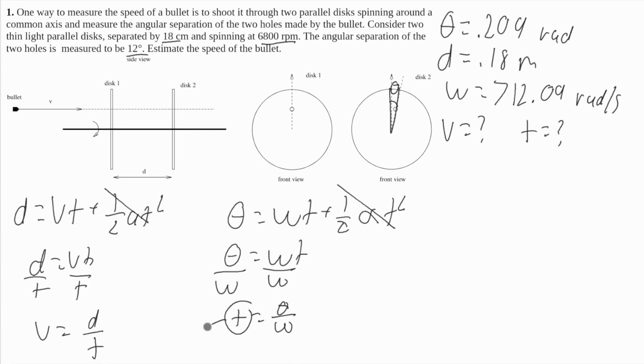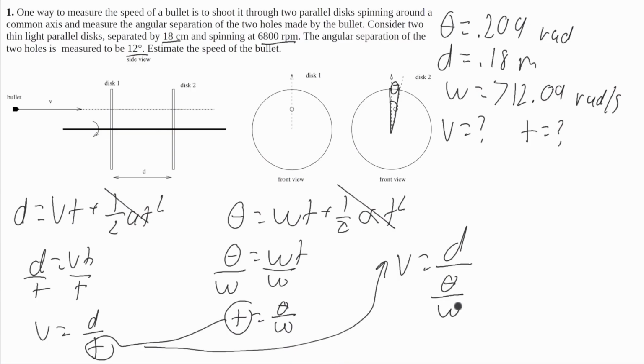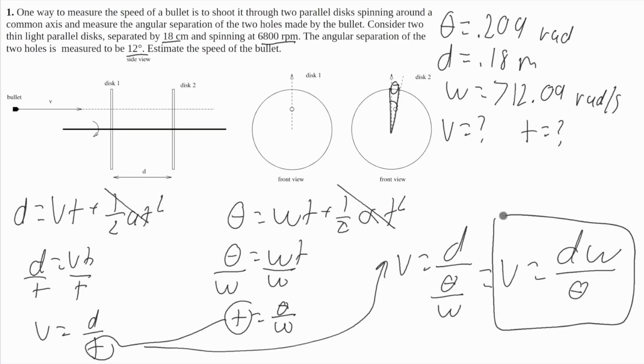And this is the same time as this is. So I'm just going to turn it over here, and we'll get v is equal to d over theta over omega, which simplifies to d omega over theta. So when you plug in these converted values here, you'll get the right answer.